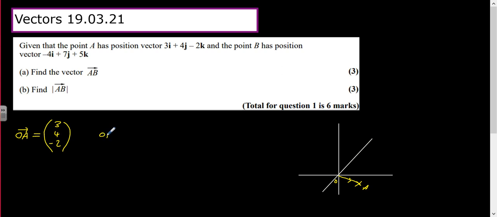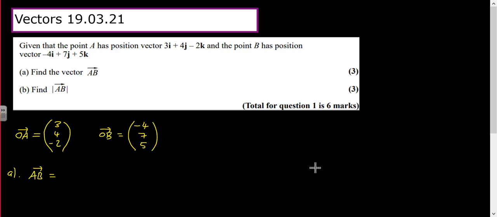So I'm going to do the same thing for B, the position vector of B, and write it as a column vector again. So we've got minus 4, 7, 5. And part A of the question is asking us to find the vector AB. When you're doing the vector AB, say for example, here is my O, here's my A, and here's my B. OA is this vector, OB is this vector. What I'm being asked to work out is the vector from A to B.